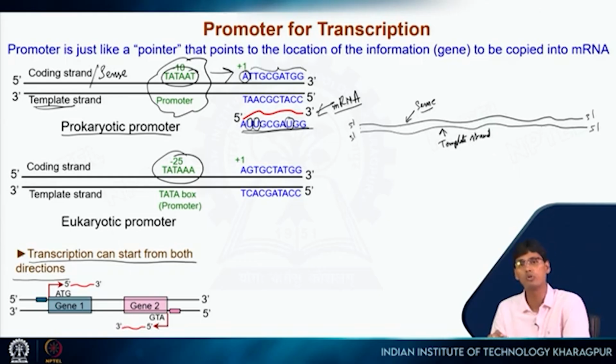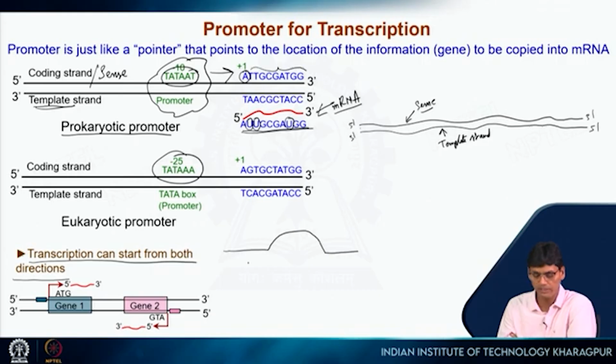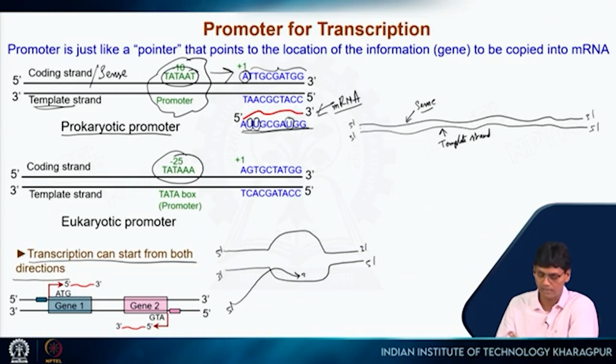No, not like that. Generally, what we see in textbooks is always this kind of figure. You will see 5 prime, 3 prime, 3 prime, 5 prime, and the RNA is being synthesized in this direction. So it is 5 prime to 3 prime synthesis of RNA, and as a result, if this is the case, then this is the template strand and this is the coding strand.